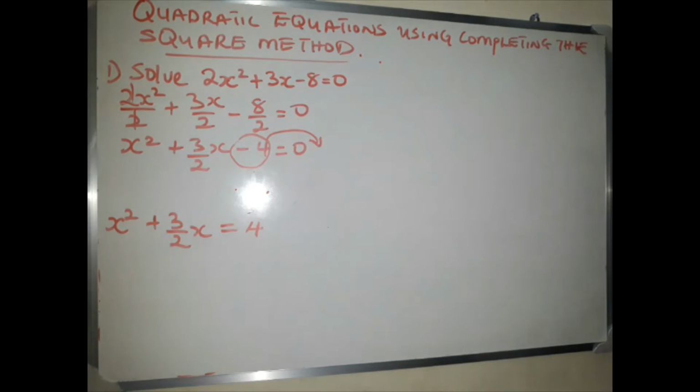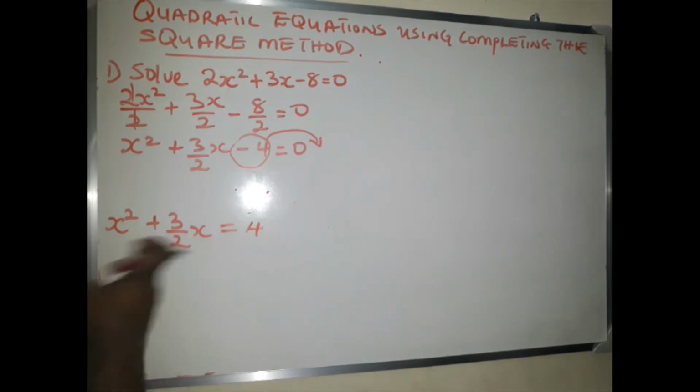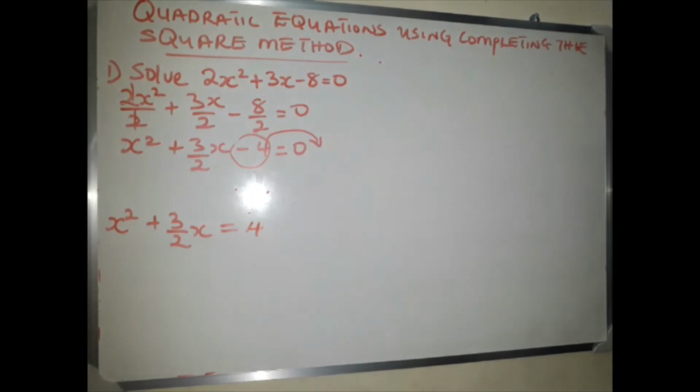Now, what are you going to do next? The next thing you're going to do is add the square of half of the coefficient of x to both sides of the equation. Now you have two sides of the equation. You have the left hand side and you have the right hand side. So what you do next is you add the square of half of the coefficient of x to both sides of the equation.